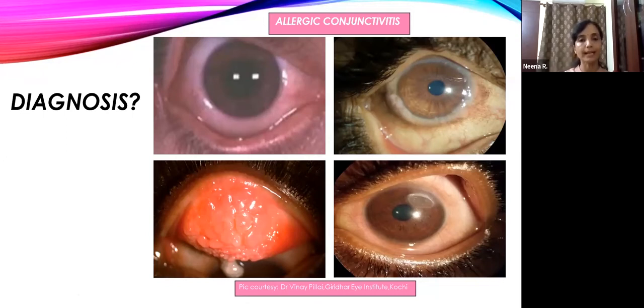So in mild cases, they may respond to topical anti-allergic medications. In severe cases, when there are these limbal elevations and papillae, you may start the patient on topical steroids. And this sort of ulceration definitely needs very careful treatment from the ophthalmologic point of view.